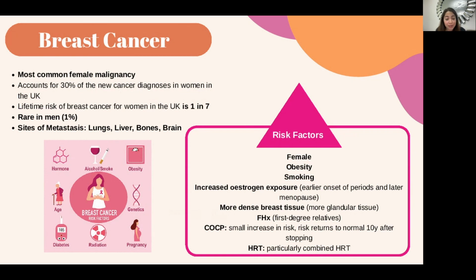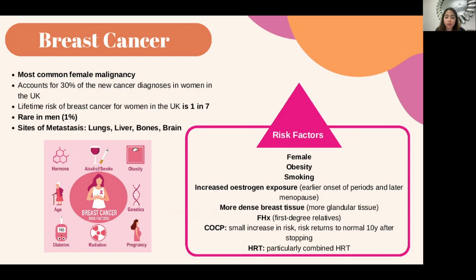It can be overlooked in men. It doesn't mean that it never happens. It's quite rare, but we should always be aware if men come with breast lumps or any issues. It's something to have in the back of your mind, because although it is rare, it does happen.